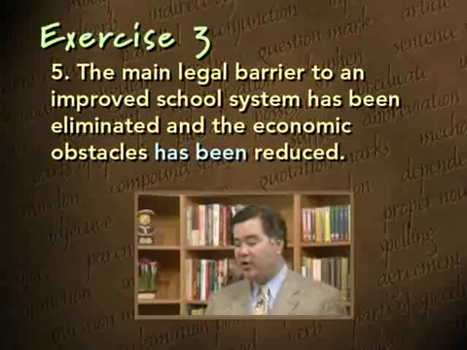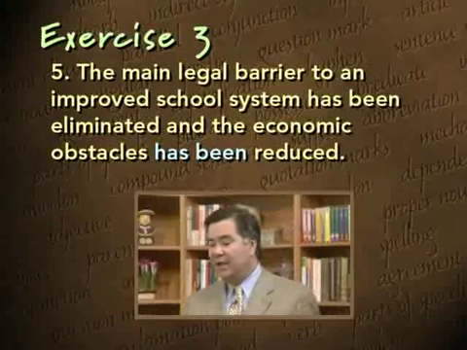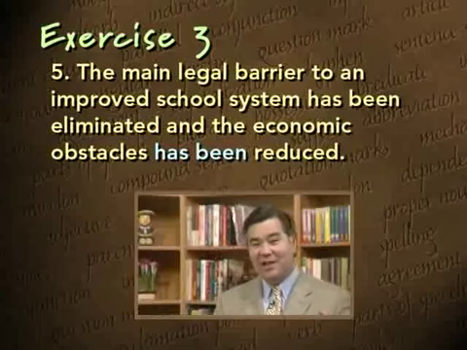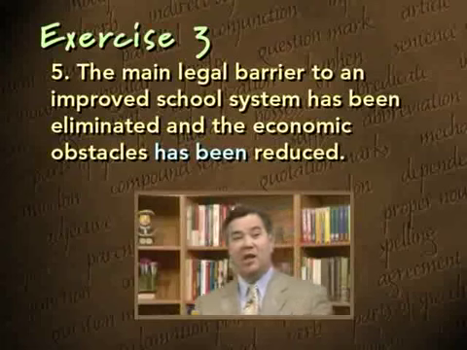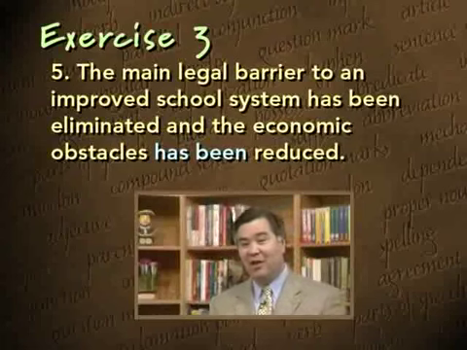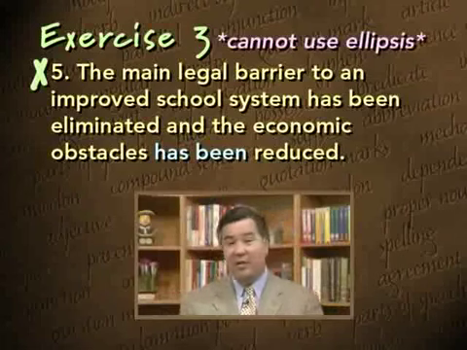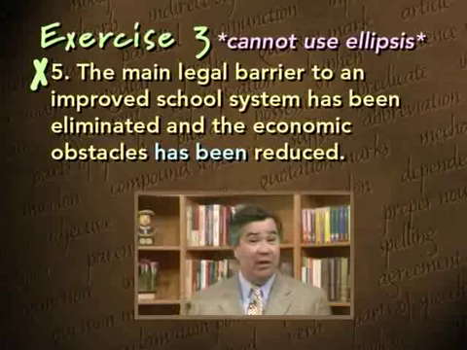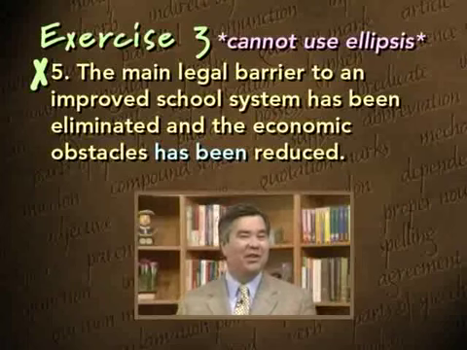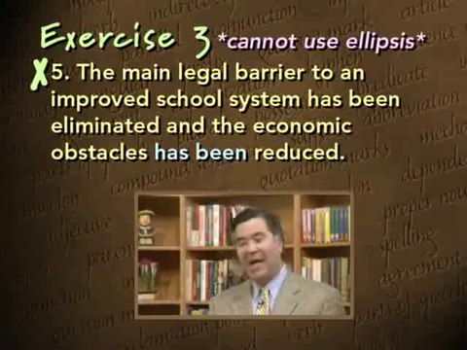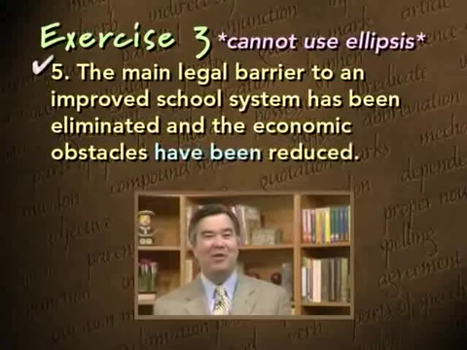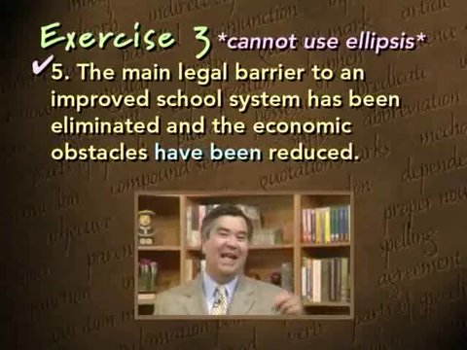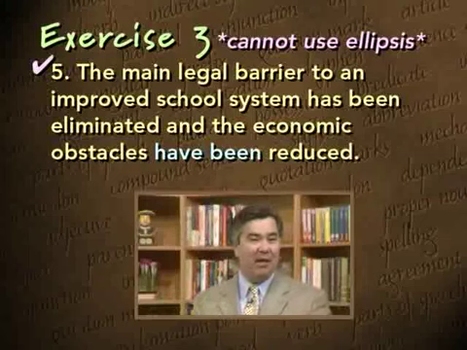The main legal barrier to an improved school system has been eliminated, and the economic obstacles has been reduced. Okay, when we reinsert the helping verbs has been, which were left out or omitted from the second clause, we see that they don't quite work. The reason is that the subject of the first clause, barrier, is singular, but the subject of the second clause, obstacles, is plural, and therefore the helping verb has been doesn't work. We have to use have been instead. Therefore, we can't use ellipsis here because the exact same words can't be reinserted and make a correct sentence.